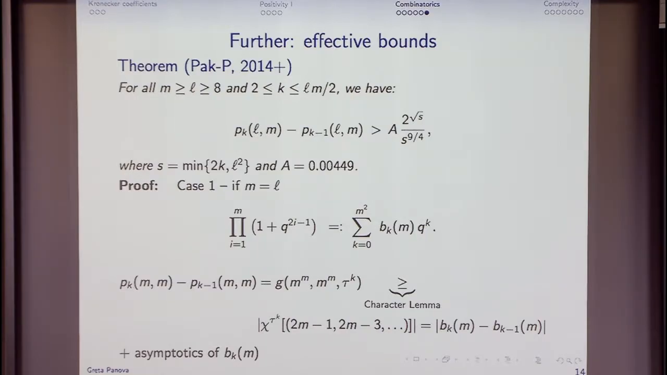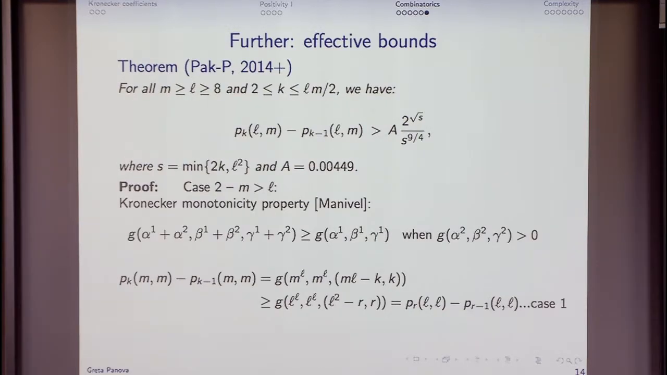Using pure algebra, neither Sylvester nor Stanley had actual bounds like that. Of course, this is in the case of partitions in a square, and in the more general case, it uses the monotonicity property due to Manivel, that the Kronecker coefficients are weakly increasing as long as you are adding partitions such that this Kronecker coefficient is strictly positive.